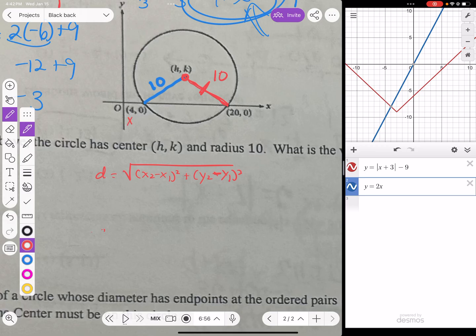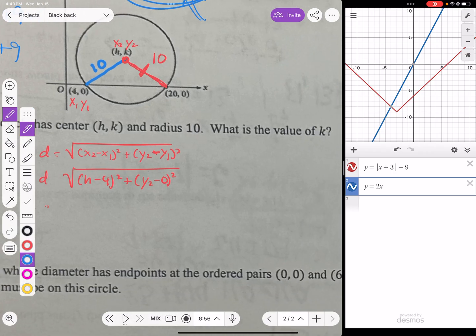I'm going to call this x1 and y1, and this one x2 and y2. If we were doing it with the long method here, you'd go x2, h, minus x1, 4, plus y2 minus y1 squared. That gets you the distance in blue.